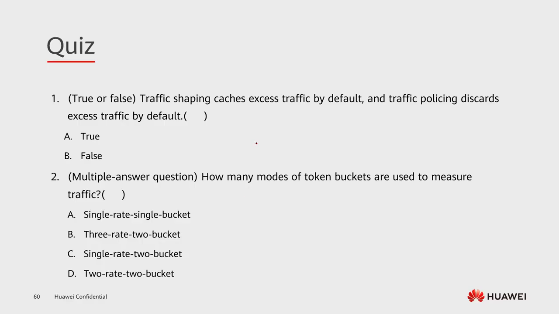Okay, a little bit of a quiz. Traffic shaping caches exceeding traffic by default, and traffic policing discards the exceeding traffic by default. Yes, this is true. And second, how many modes of the token bucket are used to measure the traffic? There are three types of modes: single rate single bucket, single rate two bucket, and two rate two bucket. The usage scenarios are a little bit different.